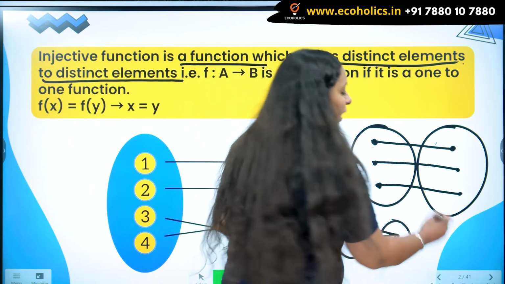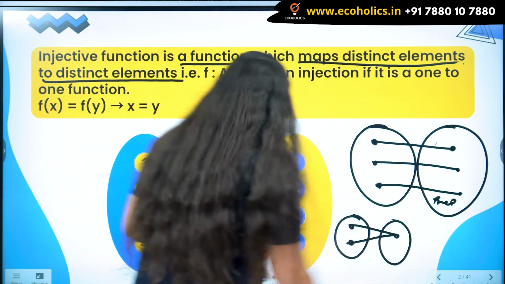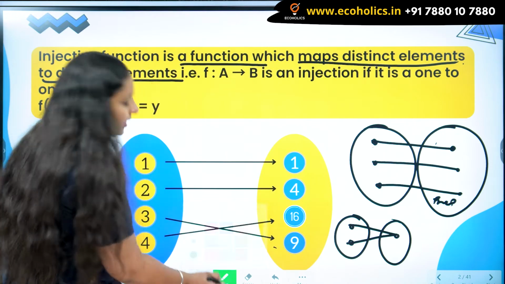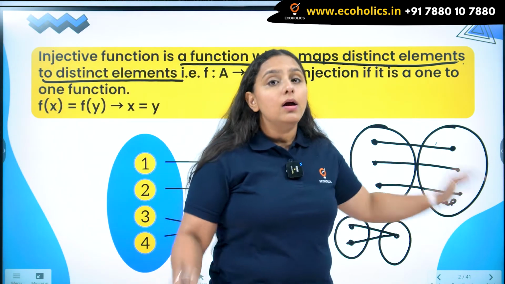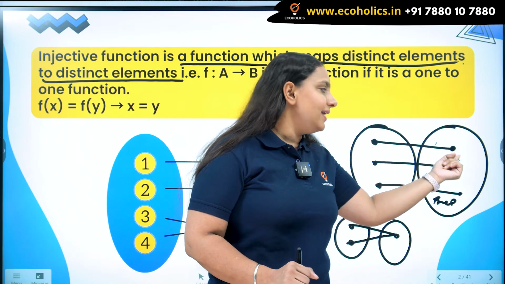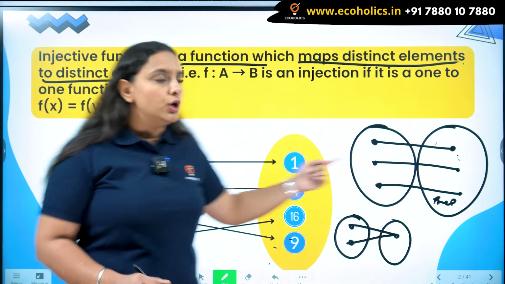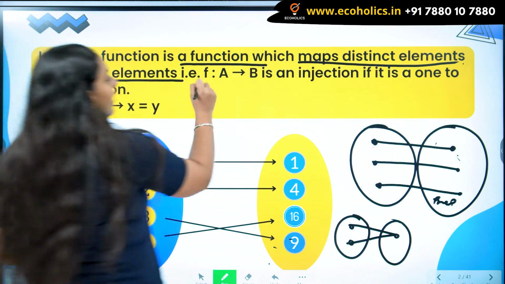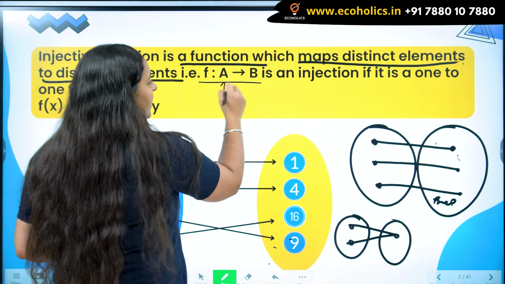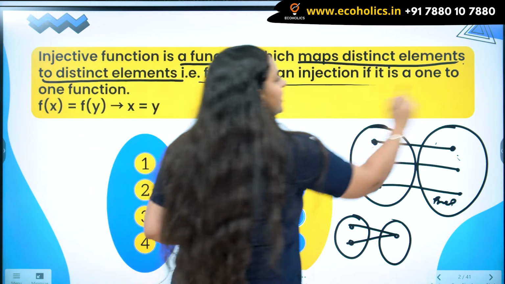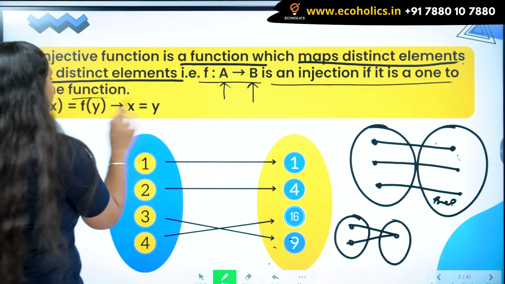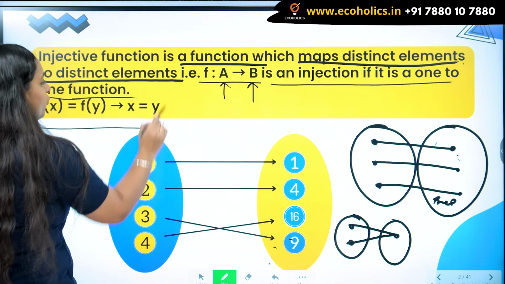Although I can have free elements here, and I can have free elements here, there are no restrictions on that. But no single element in the range should be taken up by two elements in the domain. So if f is a function from A to B, where A is the domain and B is the range, it's an injection if it's a one-to-one function. And how can we prove it?